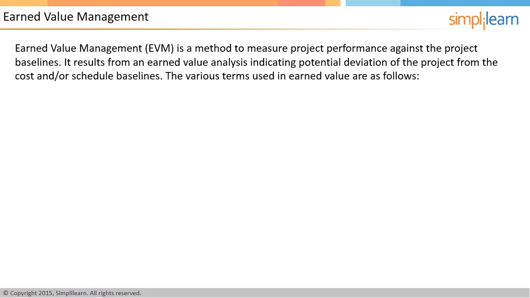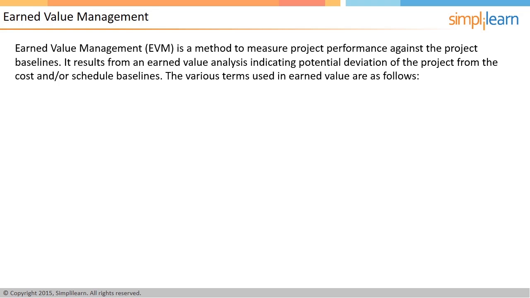Earned value technique is an excellent way to track the project progress against the project plan. It is a method of measuring the project performance objectively and comparing it against the project baseline. Results from an earned value analysis indicate deviation of the project from cost and schedule baselines. Baseline is the initial approved value along with approved changes. Therefore, schedule baseline is the first approved project schedule along with approved changes.